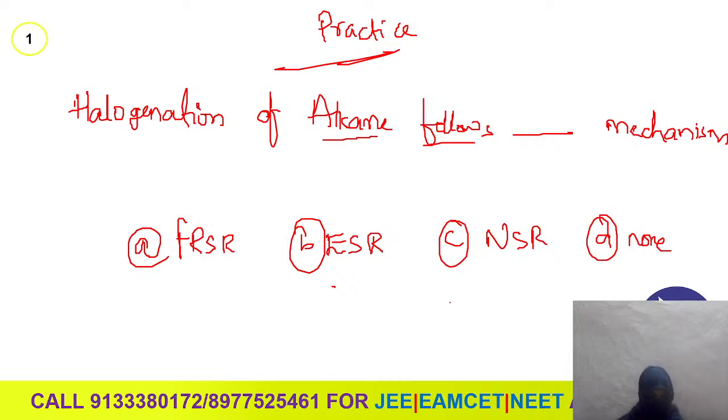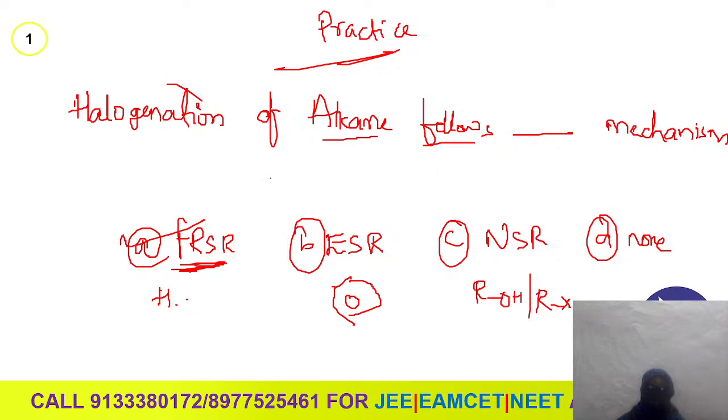Oh, very good. Bhavana's answer. That is FRSR, free radical substitution reaction. Because I think I already told you that benzene ring containing compounds show ESR, alcohol and alkyl halide show NSR, and halogenation of alkane shows free radical substitution reaction. Very good, Bhavana. Bhavana, you want alpha hydrogen explained?